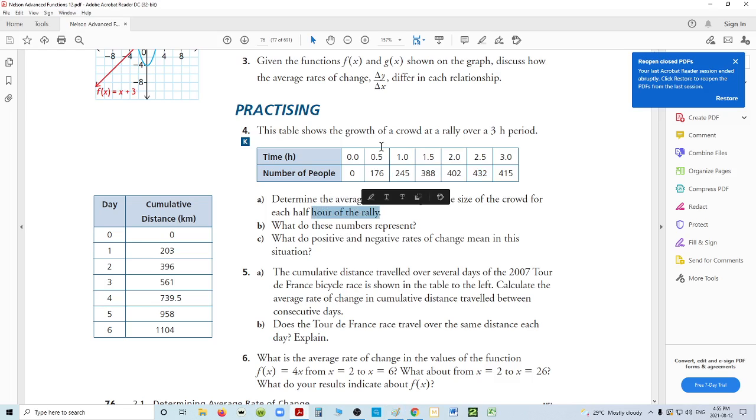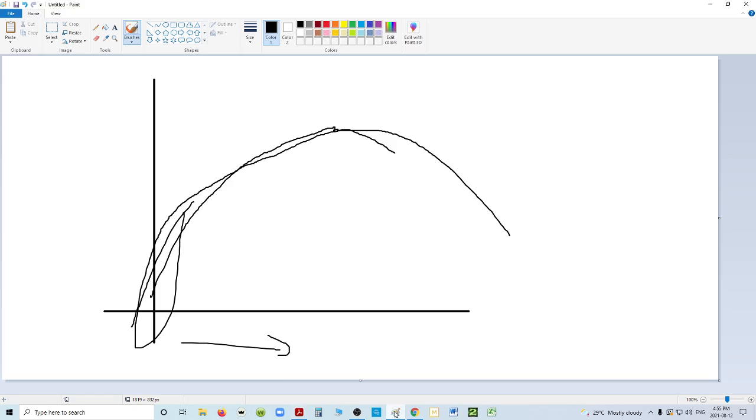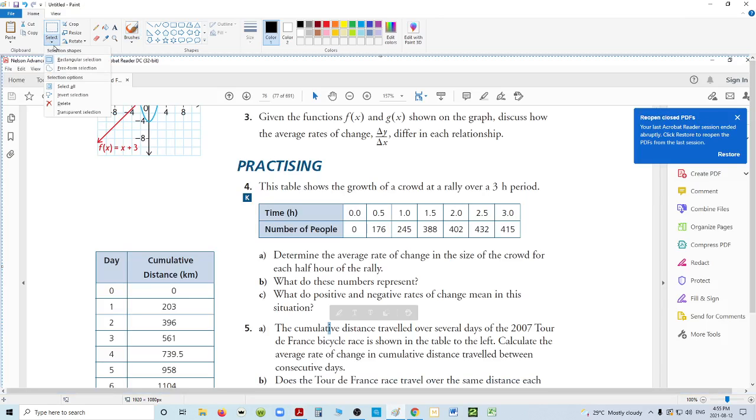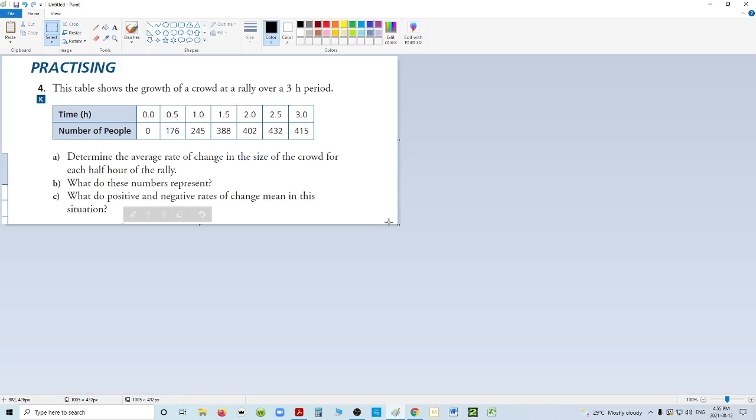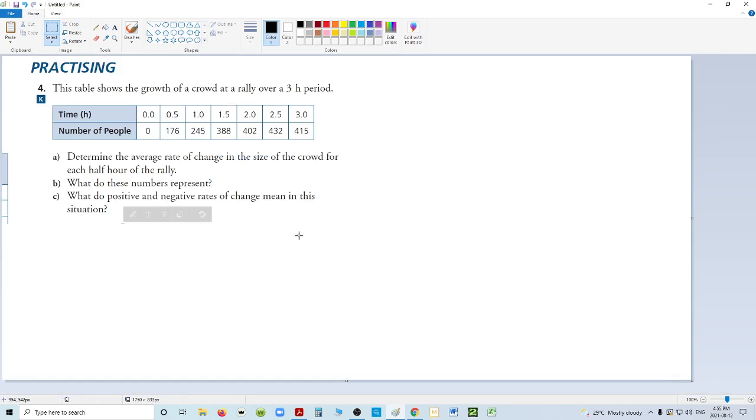Now, to do the average rate of change, you would do delta y over delta x, and we can do a few of them. And we'll just do number 4. I'll just do one question at a time. I'm going to try to stick to doing all of them, even though it takes a long time. But once I do it once, it'll be documented.